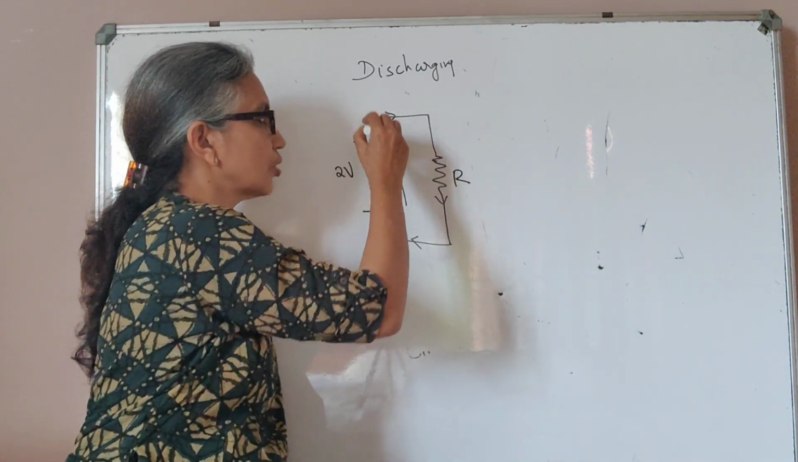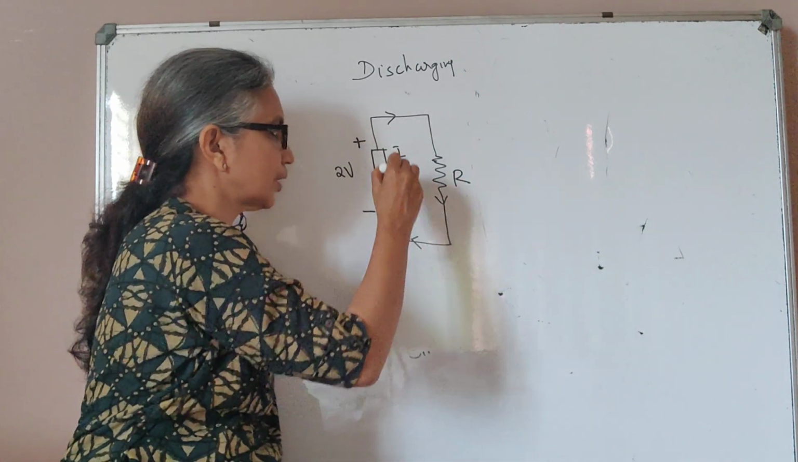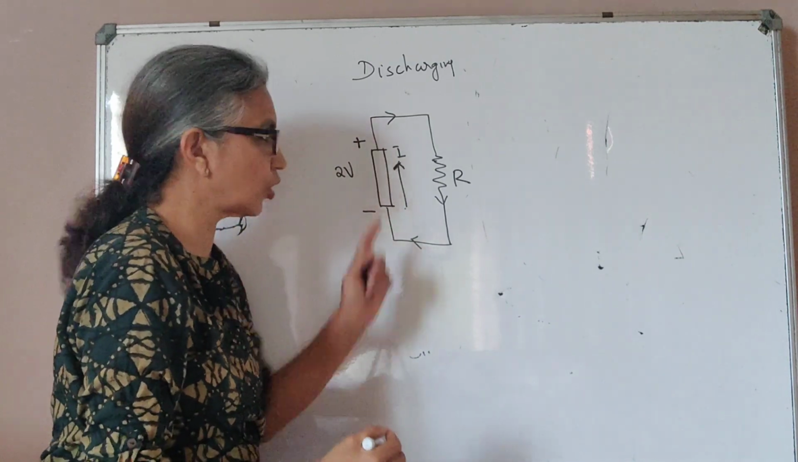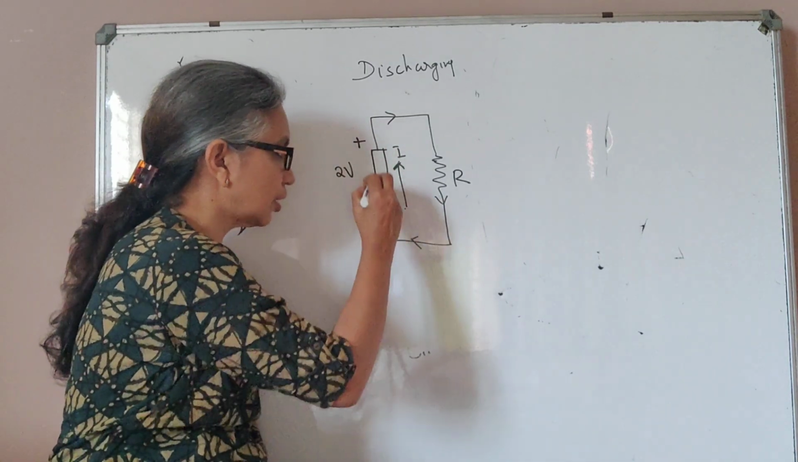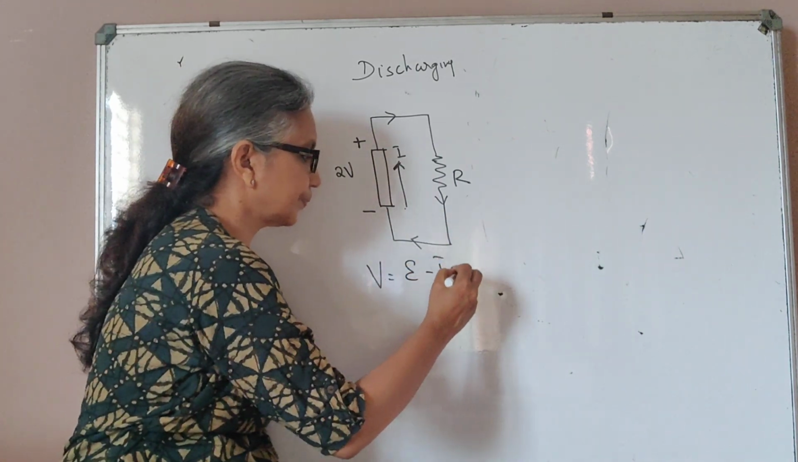Outside the circuit, the current was from the positive terminal to the negative. Inside, your current was from the negative, that is the zinc rod, to the cathode, that is the copper rod. That is the direction of current. And we got our formula for terminal voltage when there is current as E minus IR.